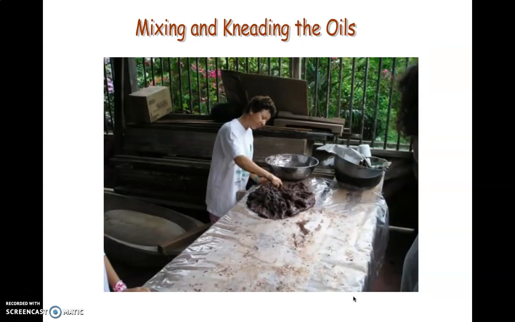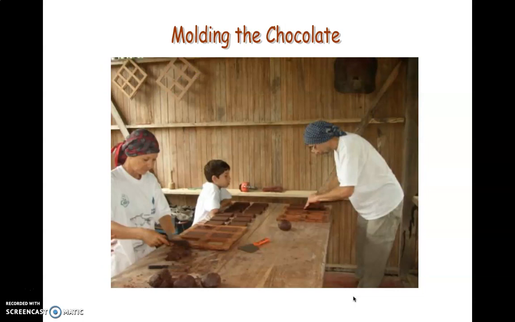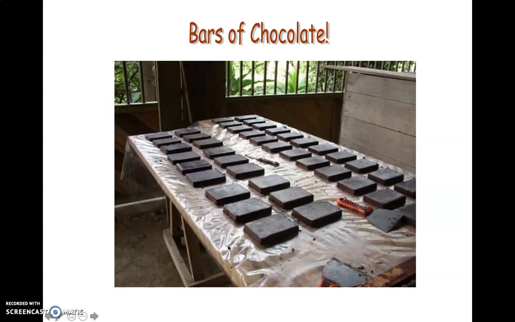They will then knead it. So they have to mix and knead it because cacao has a lot of oil in it. And so they're going to knead it up, mix it up, and then they're going to mold it. So this is where they're going to be making the bars. So you can see the molds here, and they're pushing the mixed cacao, the mixed chocolate into these molds so that they now have bars of chocolate.